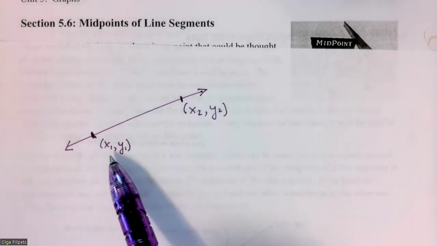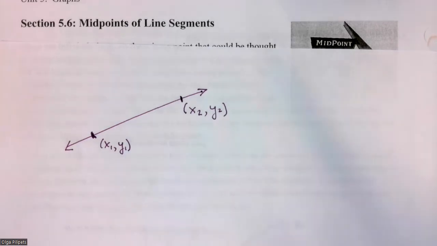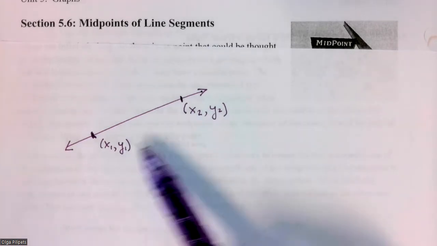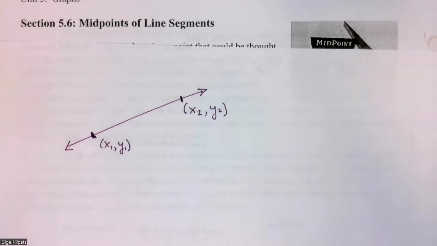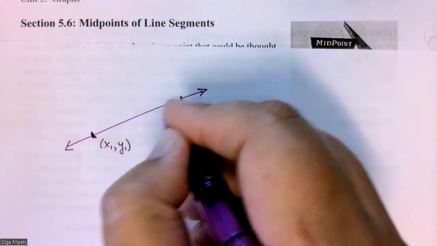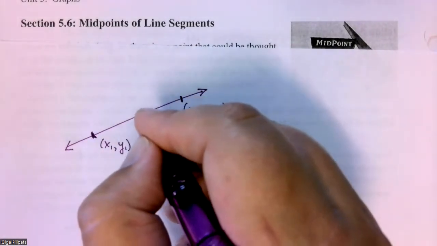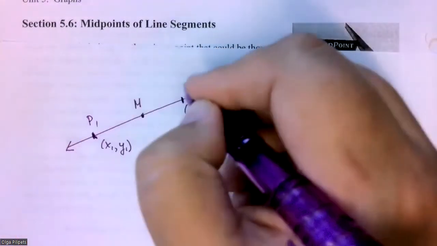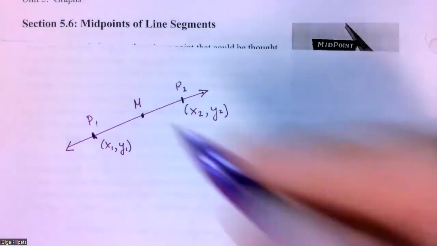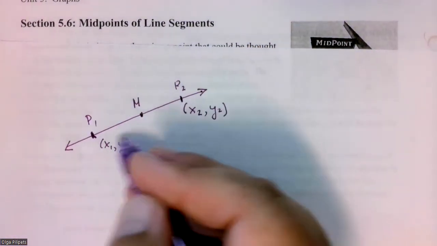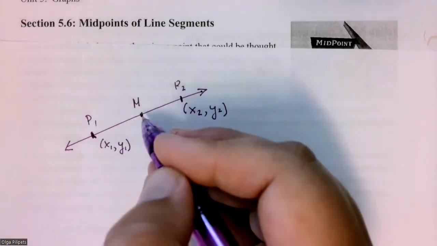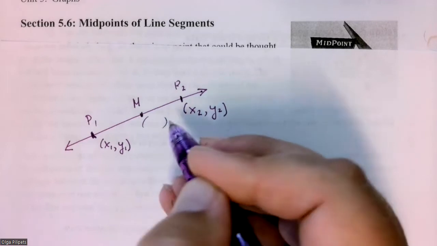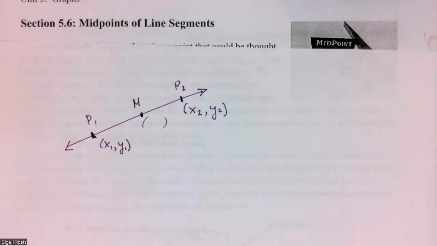So basically, we know that this xy comes from the first point, and this xy comes from the second point. Now we want to find the coordinates of the point that's in the middle. We're going to call it M. This is point 1, point 2, and this is M. If we know these coordinates, can we find the coordinates of this point? That's what we're going to be talking about here.